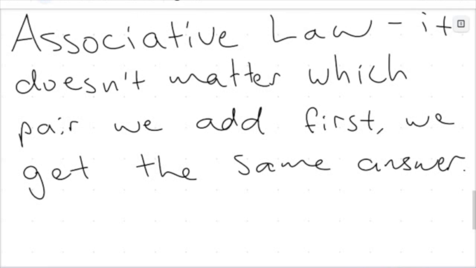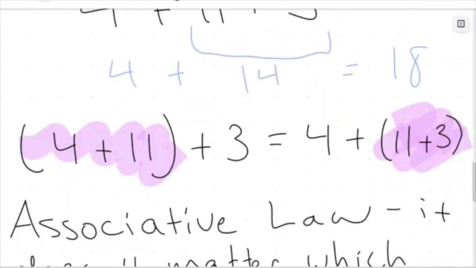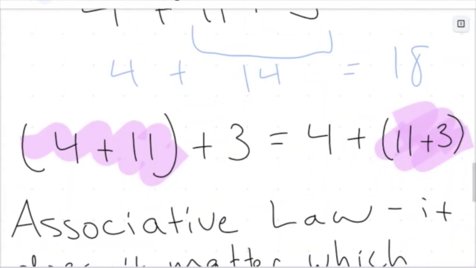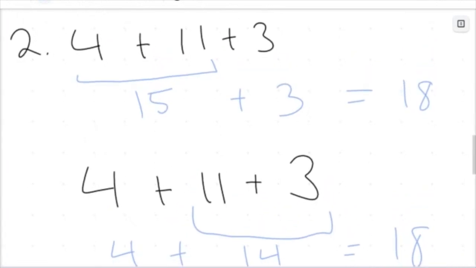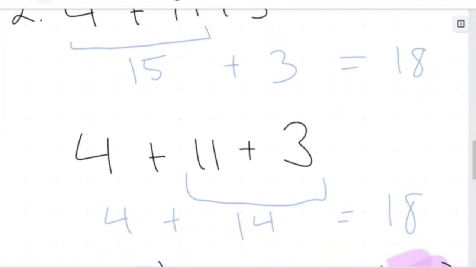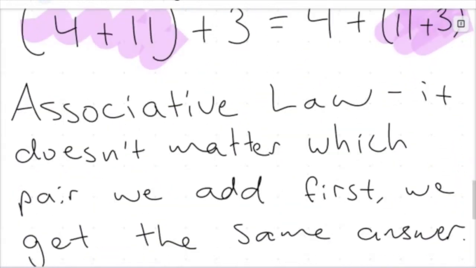So if we add, say, three numbers, the order in which we add them, the order in which we pair these here, doesn't actually matter. We're going to get to the same thing. We notice here that both of our answers, whether we added the 4 and 11 first or the 11 and 3 first, we got 18 in both cases. That's what the associative law tells us.